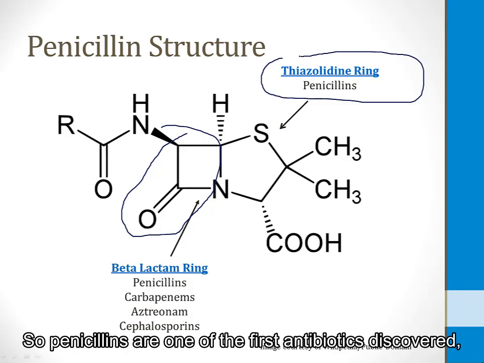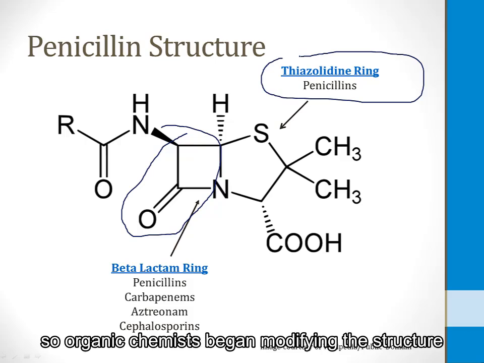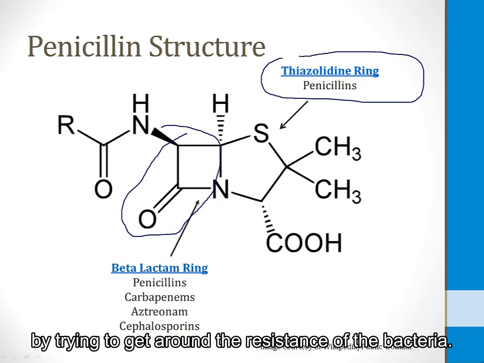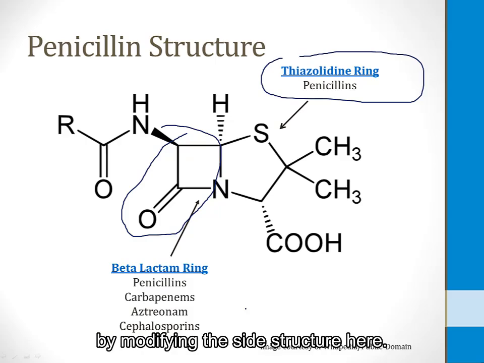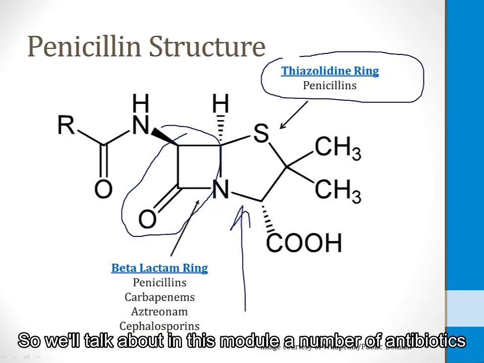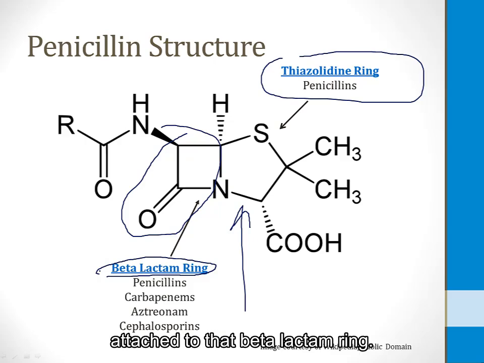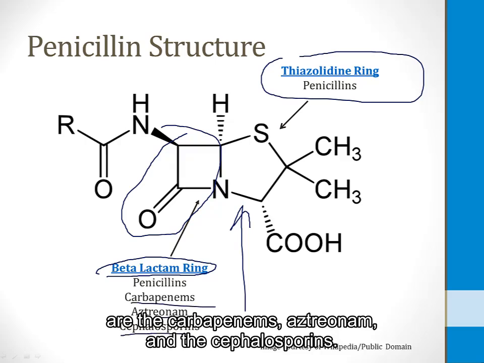So penicillins were one of the first antibiotics discovered, but over time bacteria began to become resistant. So organic chemists began modifying this structure to try and maintain the bacterial effect of the drug, but trying to get around the resistance of the bacteria. And the way they did this was by keeping the beta-lactam ring, but modifying the side structure here. So we'll talk about in this module a number of antibiotics which still have a beta-lactam ring just like penicillin, but they have different structures attached to that beta-lactam ring. And the three groups of antibiotics that are beta-lactams but are not penicillins are the carbapenems, aztreonam, and the cephalosporins.